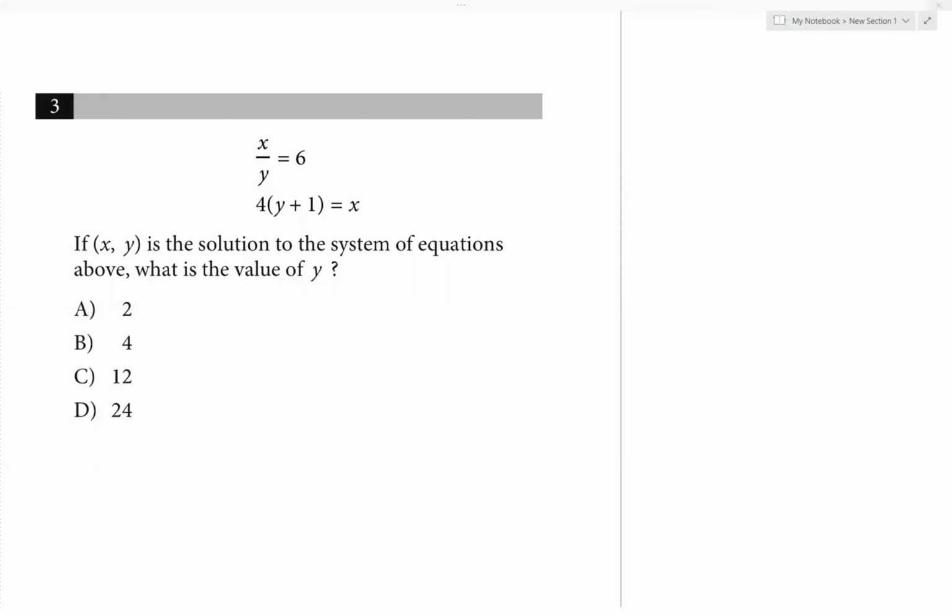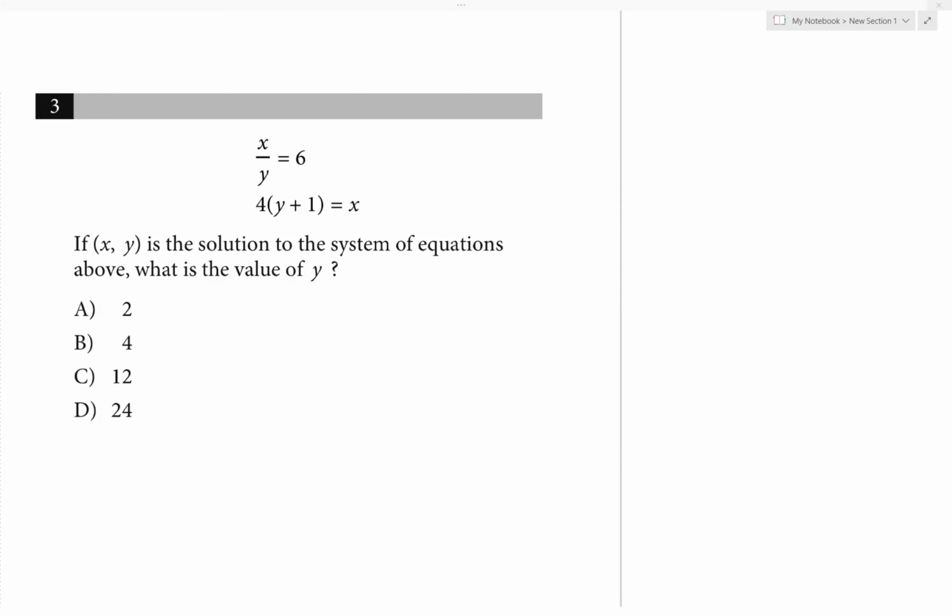All right, question 3. We have x over y equal to 6, 4 times parentheses y plus 1 equal to x. If x comma y is a solution to the system of equations above, what is the value of y? All right, so we have a system of equations, and then we're trying to figure out what's the y value here. So for a system of equations, we can solve it by either doing substitution or elimination.